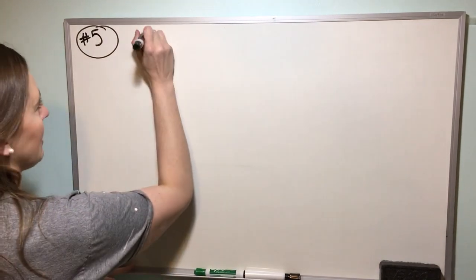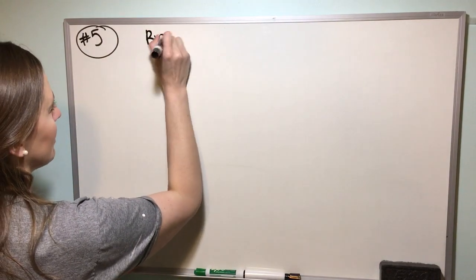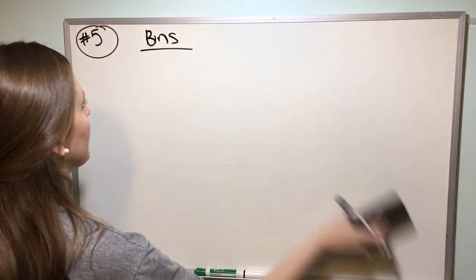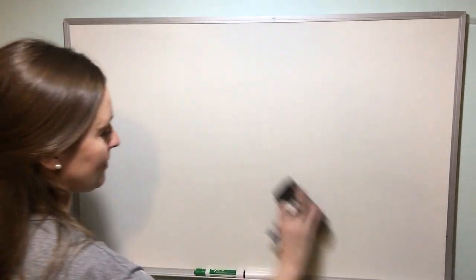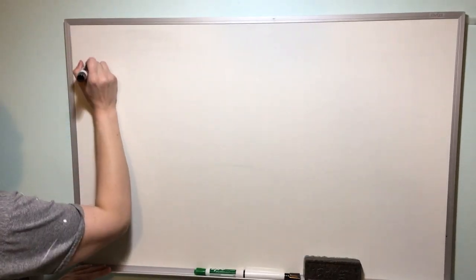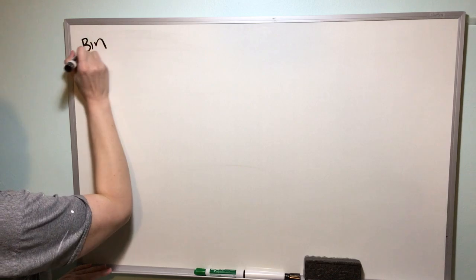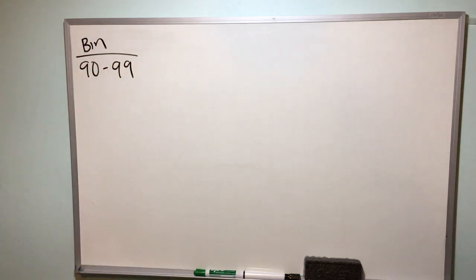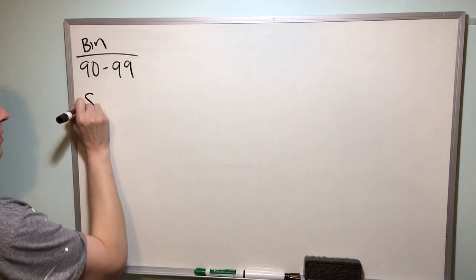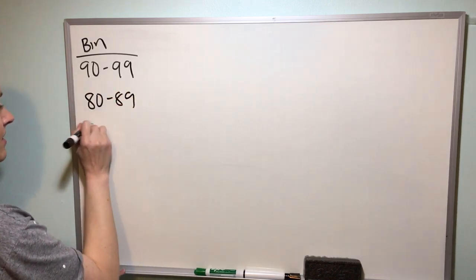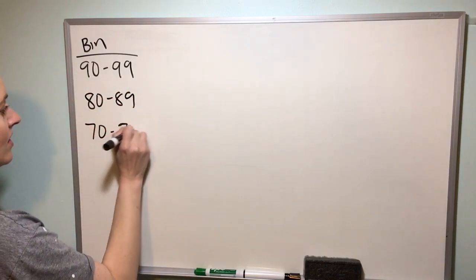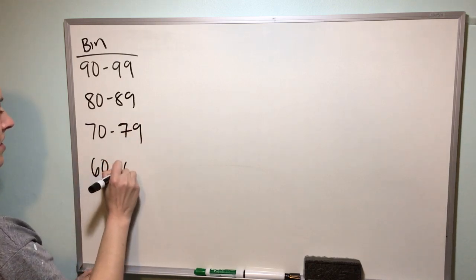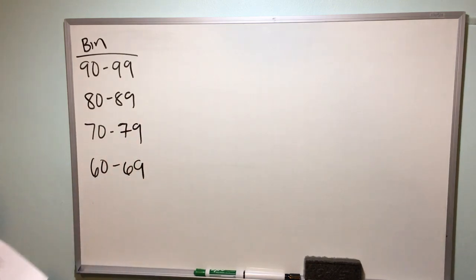So our first bin, and I'm going to start you on this, our bins, we can call them. I'm going to move over because we are going to need more room. Again, this is number 5. So our first bin will be in the 90s. Then we're just going to keep going down. We'll go 80s, 70s, 60s. And we found, I think there are no lower grades than a 60, so we should be good there.